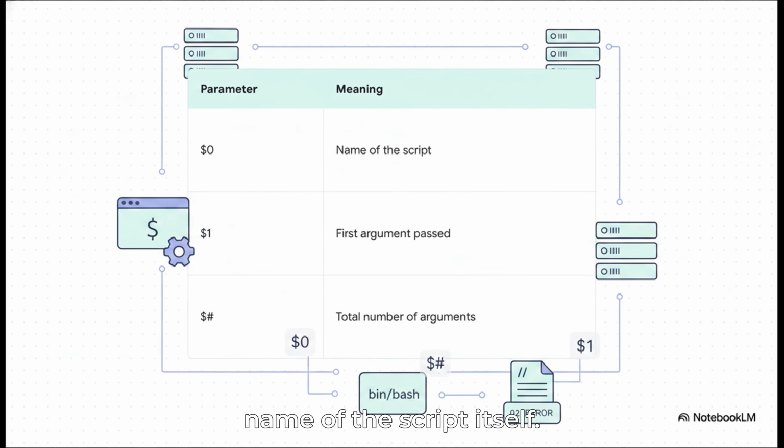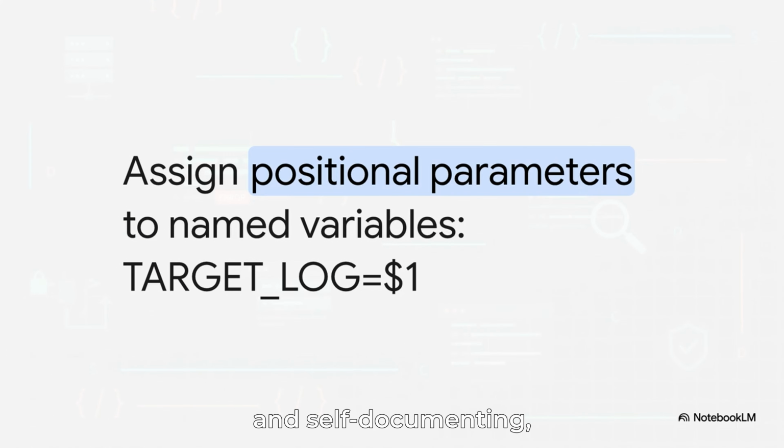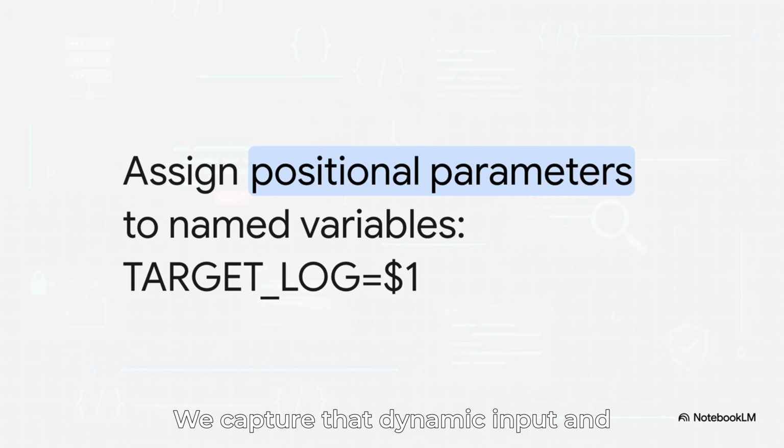$0 is the name of the script itself. $# counts the total number of arguments. But the one we really care about is $1. That is the very first argument you pass to the script, which, for our purposes, will be the name of our target log file. To make our script super readable and self-documenting, we take that positional parameter and assign it to a named variable. So target_log=$1. Now, quick pro tip, in Bash, you are absolutely not allowed to put spaces around that equal sign. We capture that dynamic input, and now we can just use $target_log anywhere in our code.